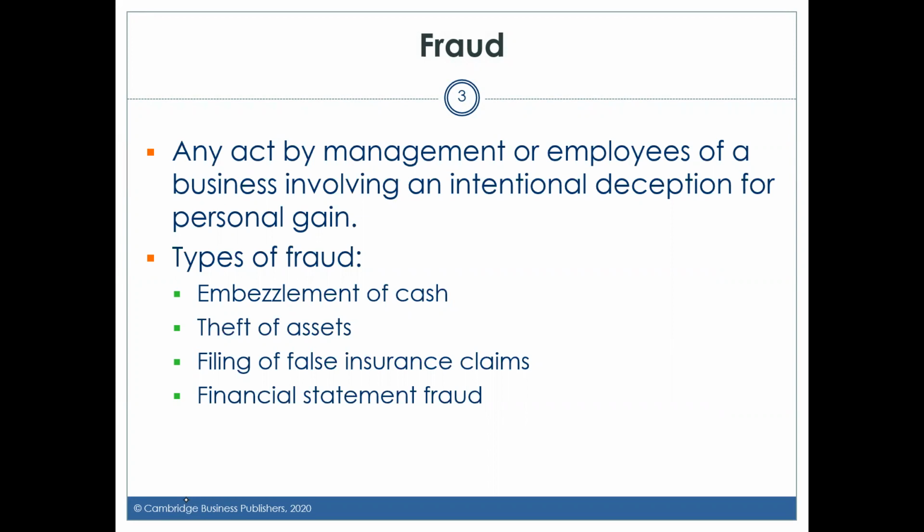And then financial statement fraud also falls under the category of fraud. This is where a company reports wrong numbers. So they're reporting that their net income is higher than it really is, they're reporting that their assets are of higher value than they really are, or they're reporting that their liabilities are lower than they really are, to make themselves look better to investors. Hopefully more people will buy their stock, things of that nature.